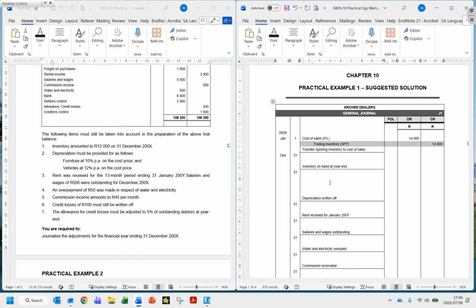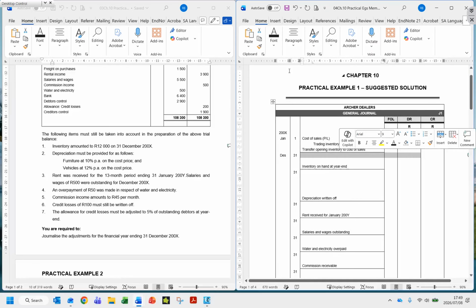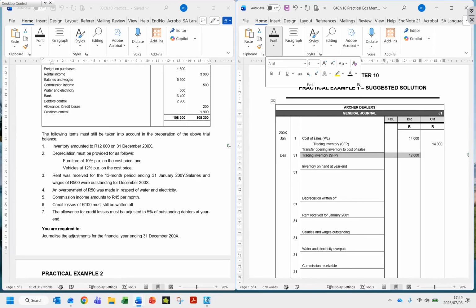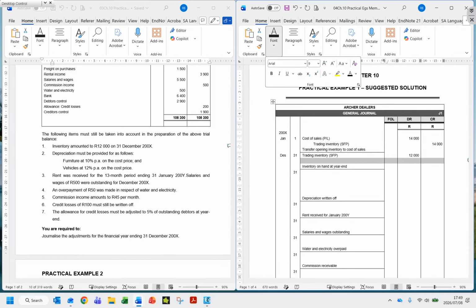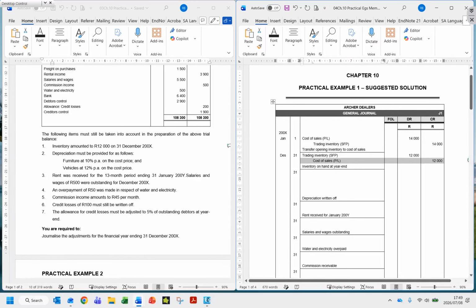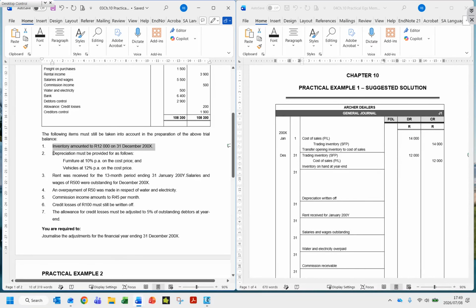So we need to put that inventory amount into the trading inventory account. So we're going to debit trading inventory with 12,000 Rand, and we are going to credit cost of sales with the 12,000 Rand. So this is also an adjustment that you already learnt in chapter 4. And remember the financial statement indicators.